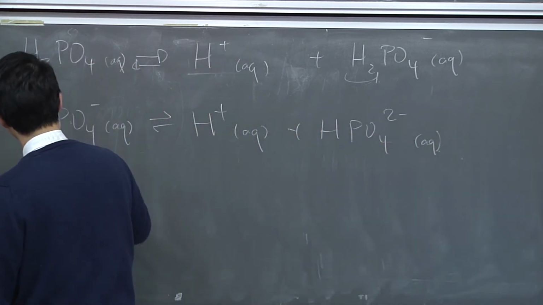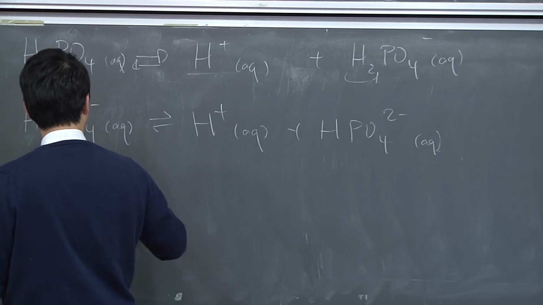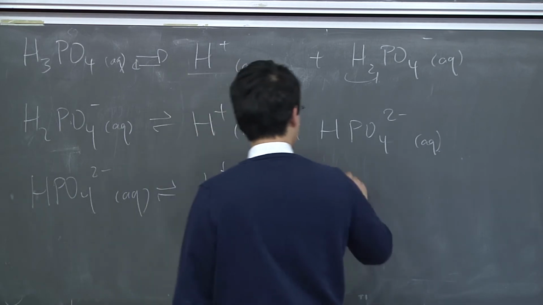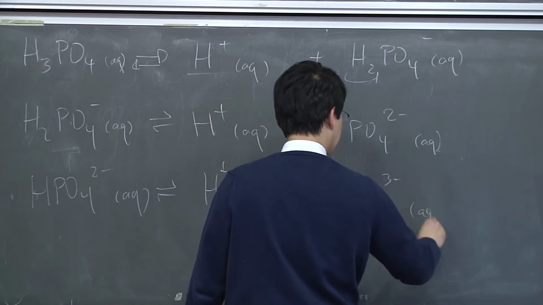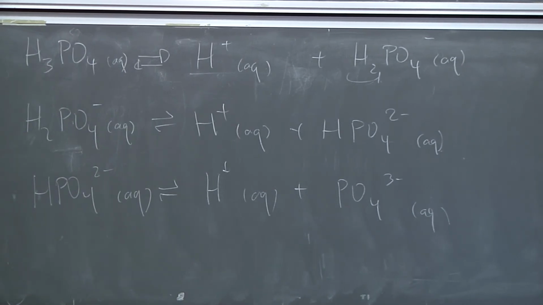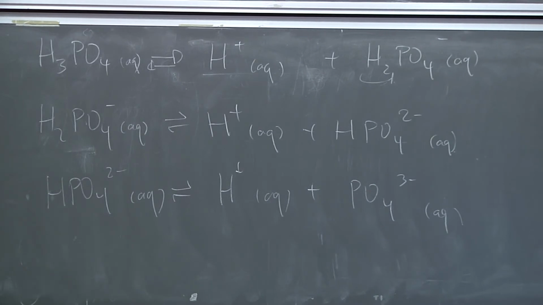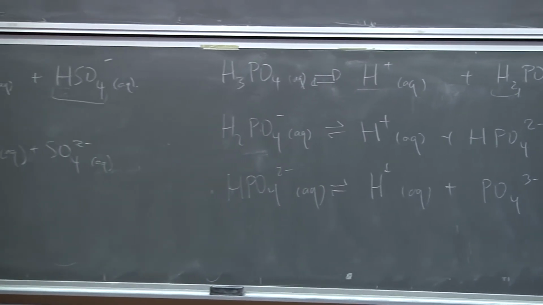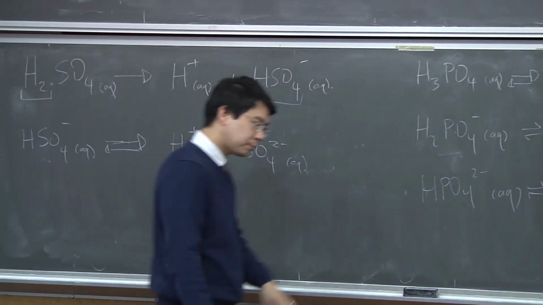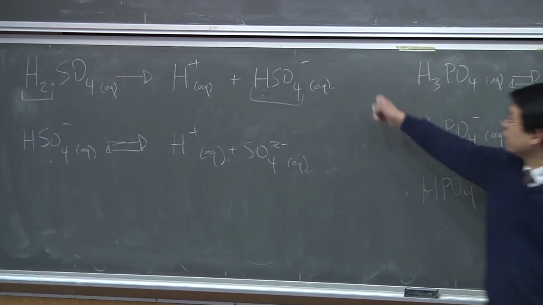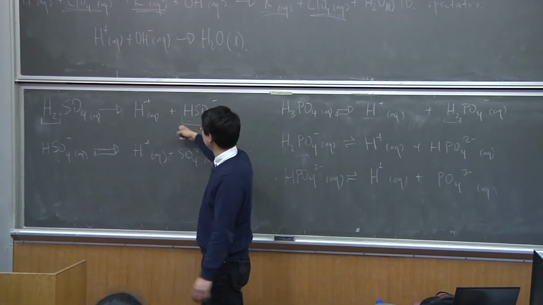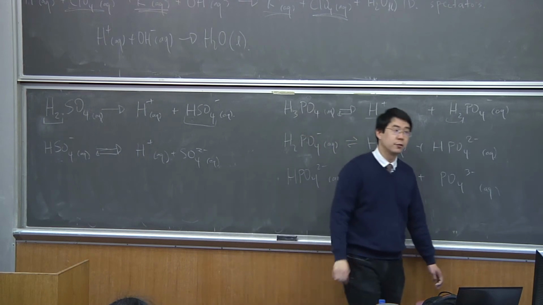So HPO4 2 minus can dissociate to give you another H plus and PO4 3 minus, which is your phosphate. And so this is triprotic, this is diprotic. If you're a strong acid, it's only the first reaction which is a strong acid reaction. The following ones are going to be weak acids. In this class, we need to be able to identify these polyprotic acids. But when we do reactions like this, we're just going to consider the first H+.